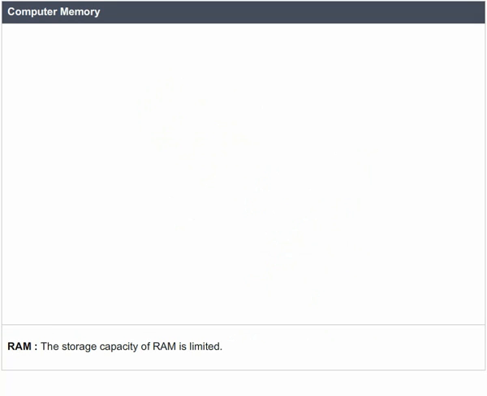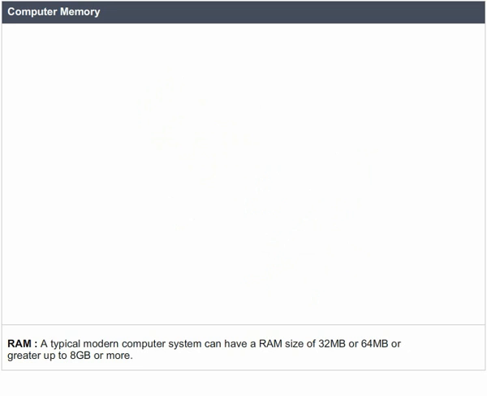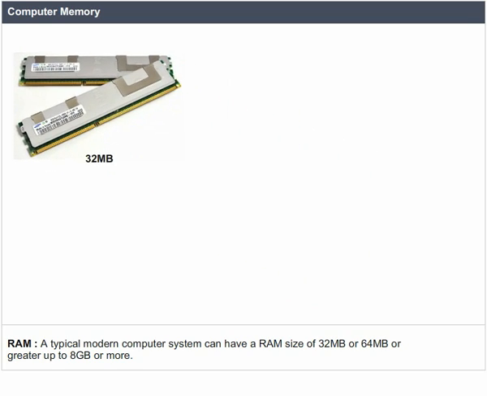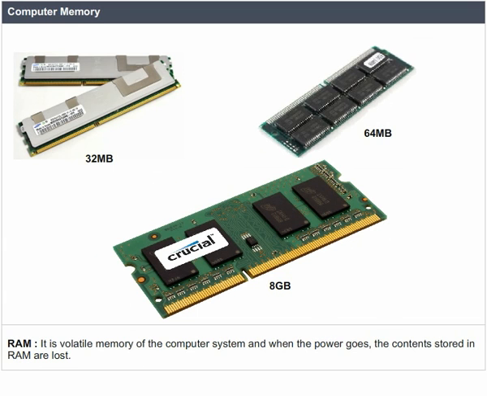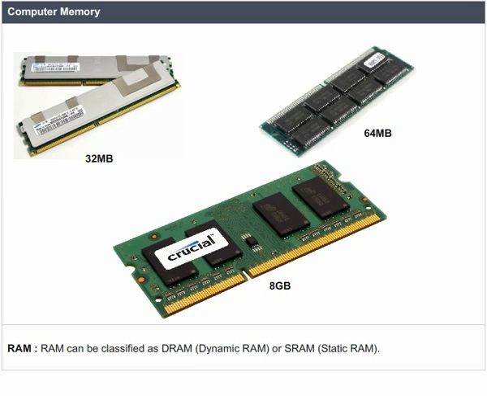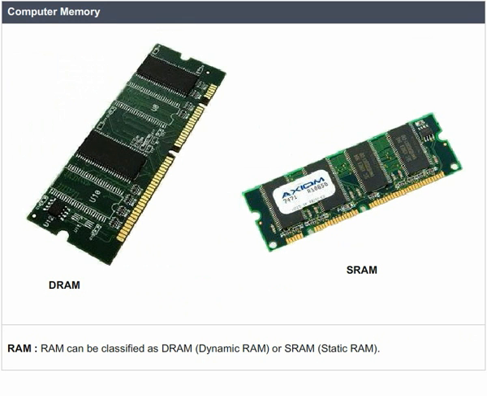A typical modern computer system can have a RAM size of 32 MB or 64 MB or greater, up to 8 GB or more. It is volatile memory of the computer system, and when the power goes, the contents stored in RAM are lost. RAM can be classified as DRAM (dynamic RAM) or SRAM (static RAM).